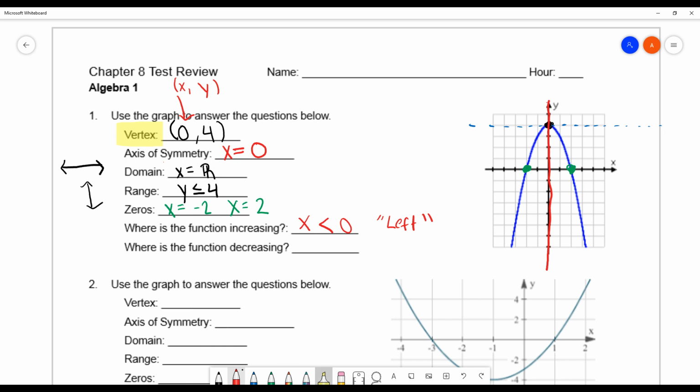And if I look at the graph, it's decreasing. It's going down on the right side. So I can say that when x is to the right, or when it's greater than 0, it's decreasing. Okay. So let's take a second, pause the video, try out number 2.